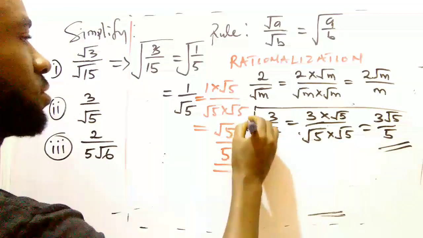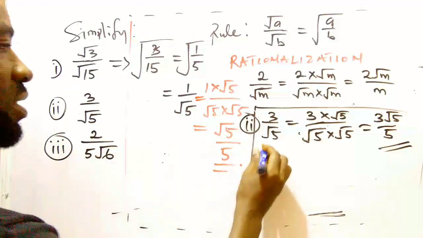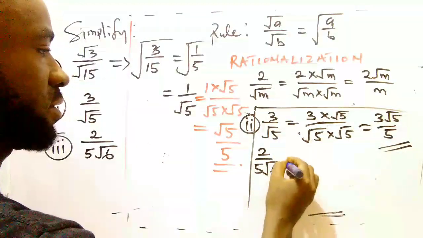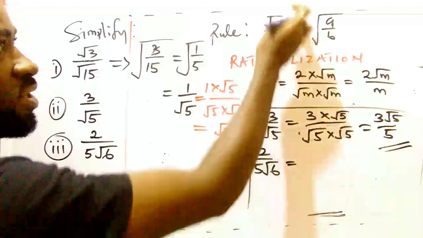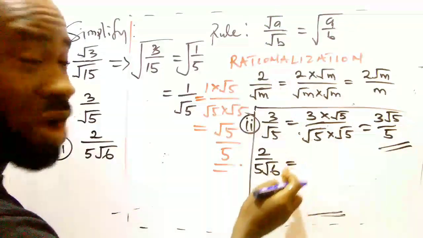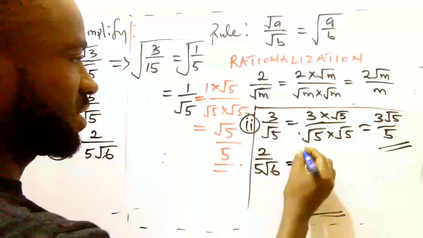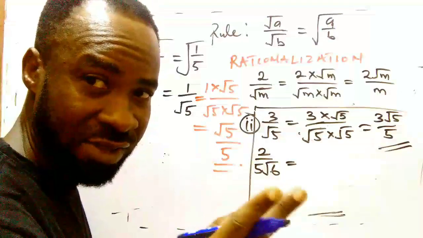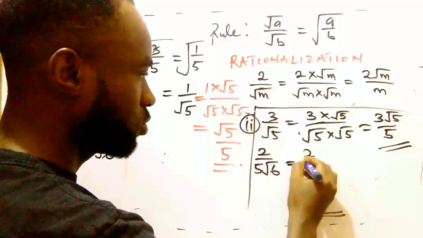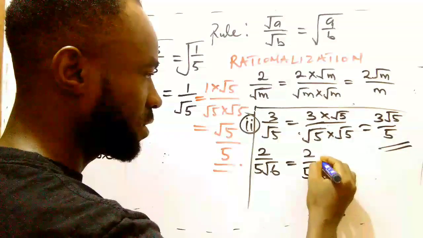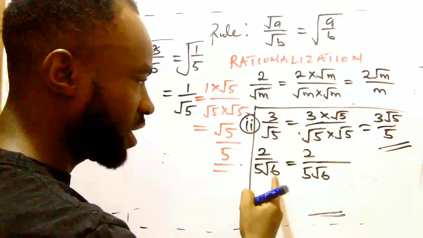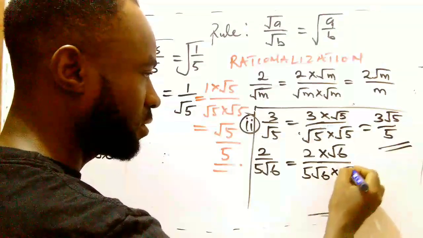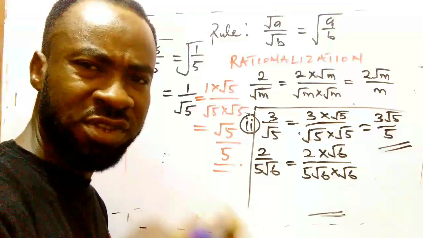So let's look at the last one. Our last one there is 2 over 5 root 6. The same thing too. It's not in this pattern, so we cannot apply this rule. So all we have to do now is to rationalize. Remember, whenever there is a surd at the denominator, please always rationalize. Is that clear? So let's go, 2 over 5 root 6. We are going to use this surd here times the numerator and then times the denominator. So that is just a simple process of rationalization.